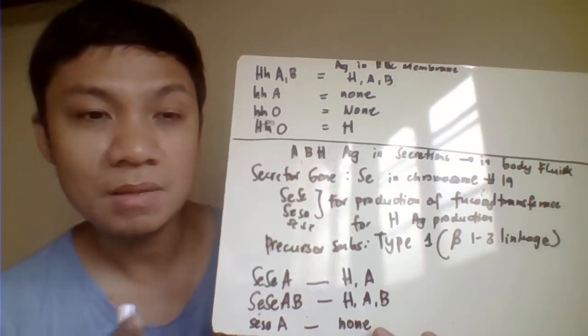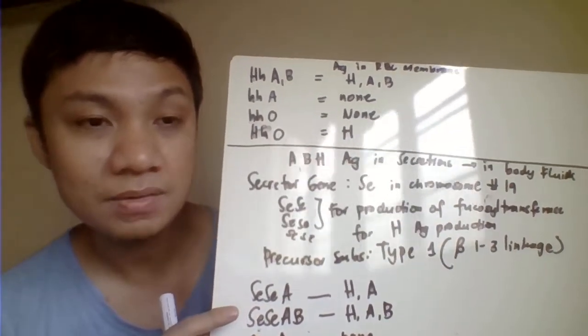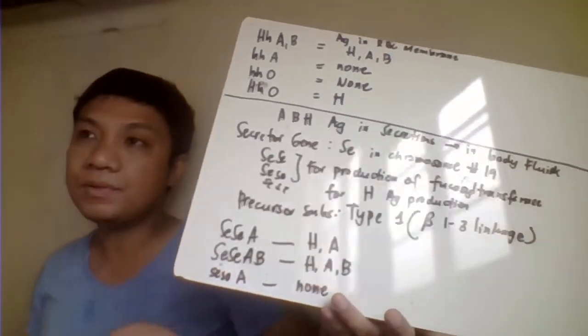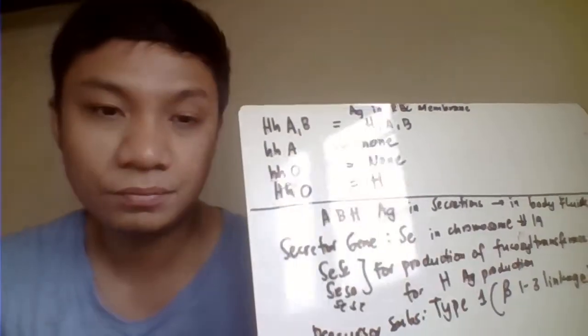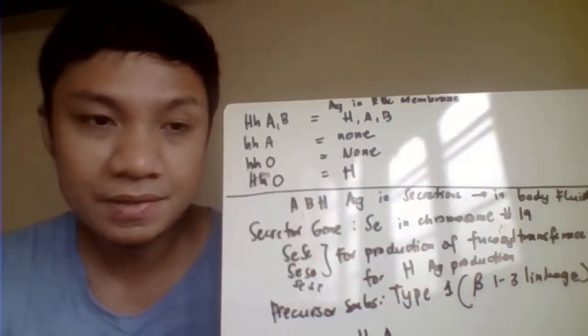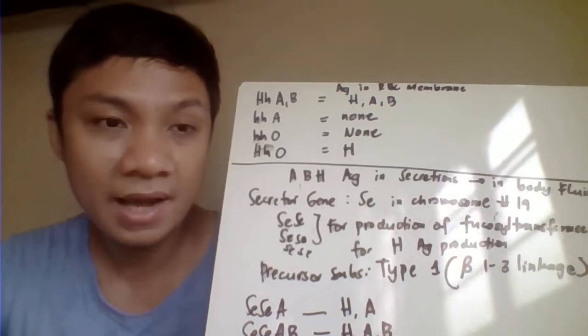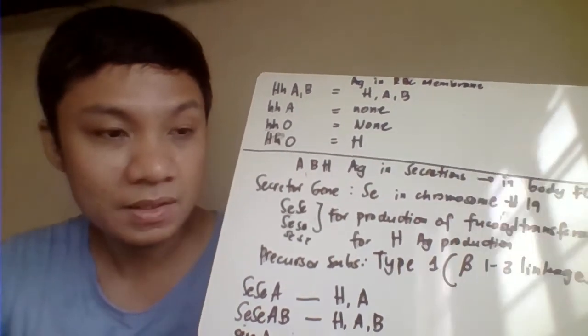Pero nag-influence na para mag-produce tayo ng H antigen in our secretion is your secretory gene. Then, para makapag-produce tayo ng mga ABO substances in our secretions, kailangan mo muna makapag-produce ng H antigen. So, kailangan mo ng secretory gene.